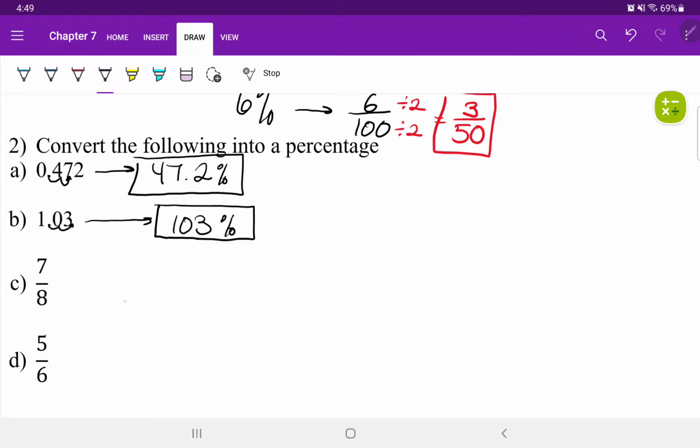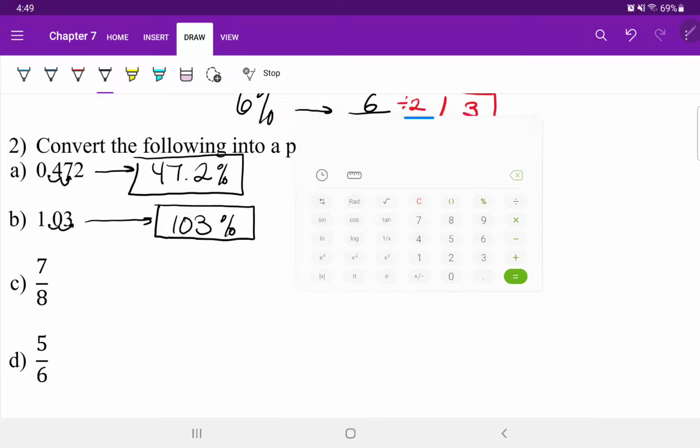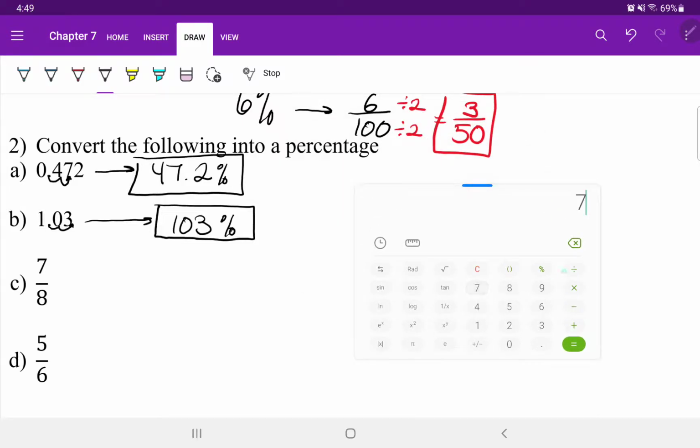When it comes to a fraction, and you want to turn a fraction into a percentage, you're going to divide the numerator and denominator. So that's going to be 7 divided by 8, which is 0.875. And then you can move the decimal over 2 units to the right, which equals 87.5%.